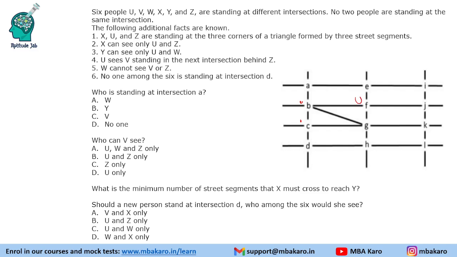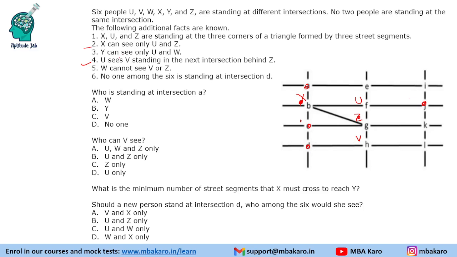Now let us suppose U is standing here. So we should have the triangle X, U, Z. This will be the triangle. Now it says U sees V standing in the intersection behind Z. So this is U, Z, and this will be X, U, Z, V. X can see only these two people, U and Z. So X can see only U, so no one should stand here. Now the next thing is U sees V, this is done.